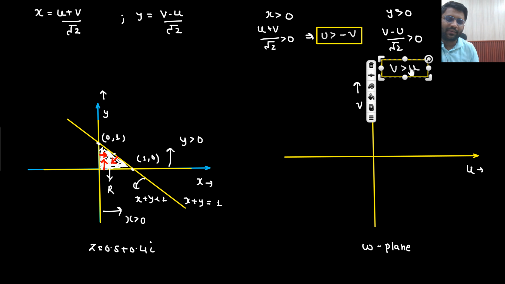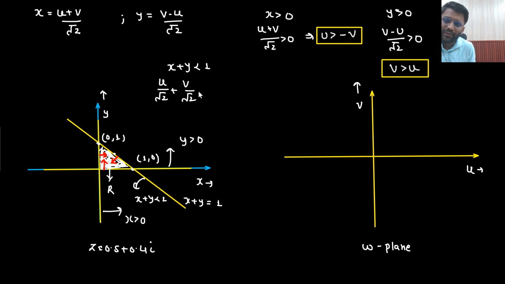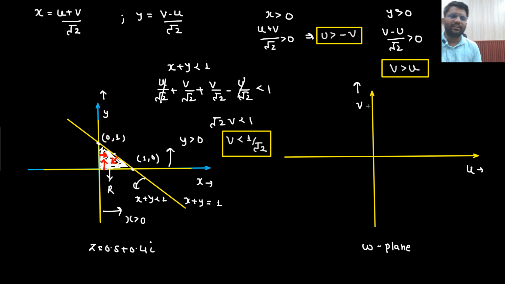And your next concern is x plus y less than 1. So if you put x here, (u plus v) divided by under root 2, so u divided by under root 2, plus y, (v by under root 2 minus u by under root 2), should be less than 1. So this and this get cancelled out. So you are getting under root 2 v less than 1. So v less than 1 by under root 2. So these are your matter of concern.